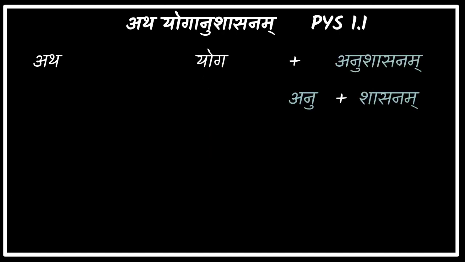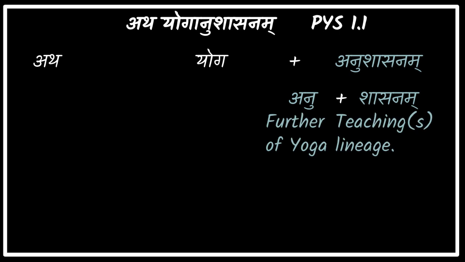Now, moving on to the third and final word of the first sutra, which is Anushasanam. It consists of the prefix anu and the word shasanam. Here, the prefix anu indicates "further," and the word shasanam refers to teachings. Therefore, the word Anushasanam here means further teachings of the pre-existing yoga lineage.